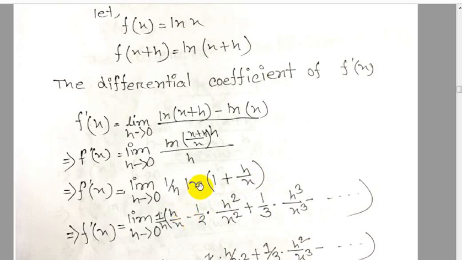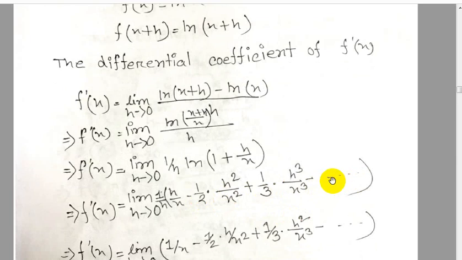Okay, no problem. So the differential coefficient: you can write this function as 1 by h into ln of 1 plus h by x, and the Taylor series of ln of 1 plus h by x is basically h by x minus 1 by 2 into h square by x square plus 1 by 3 into h cube by x cube minus 1 by 4 into h to the power 4 by x to the power 4 plus 1 by 5 into h to the power 5 by x to the power 5, this way.